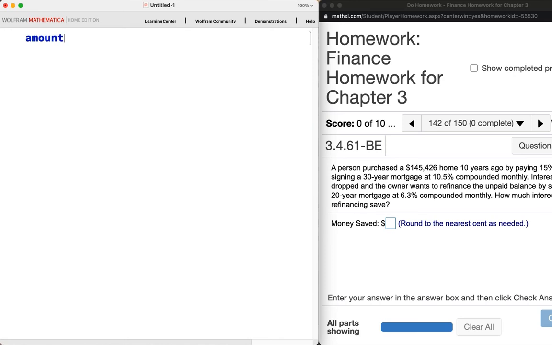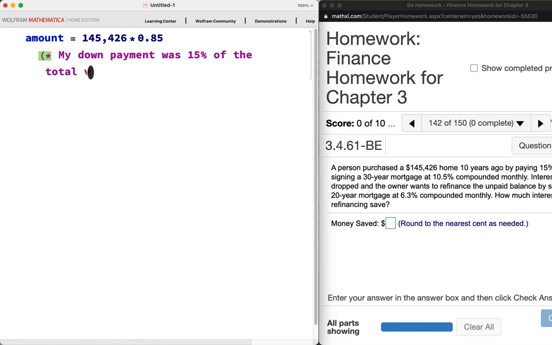let me define the amount. The amount is $145,426 times 85%. And this is the amount of money that's actually being borrowed. The reason is that my down payment was 15% of the total value of the property. That's better English. So I borrowed 85% of $145,426. Okay, so shift enter.